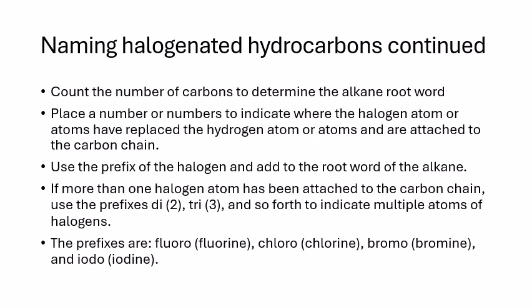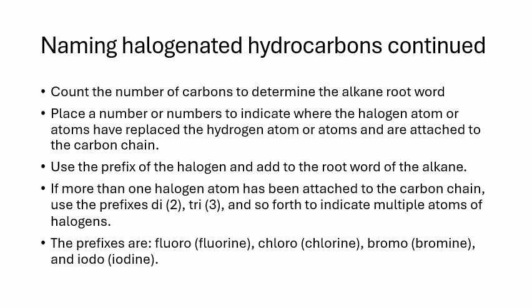Naming halogenated hydrocarbons continued. Count the number of carbons to determine the alkane root word. Place a number or numbers to indicate where the halogen atom or atoms have replaced the hydrogen atom or atoms and are attached to the carbon chain. Use the prefix of the halogen and add to the root word of the alkane.